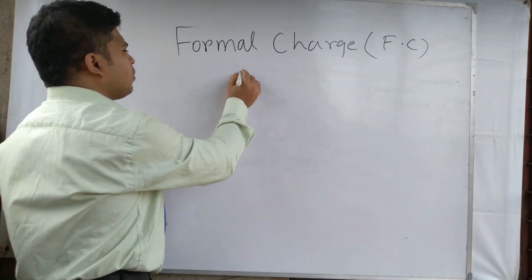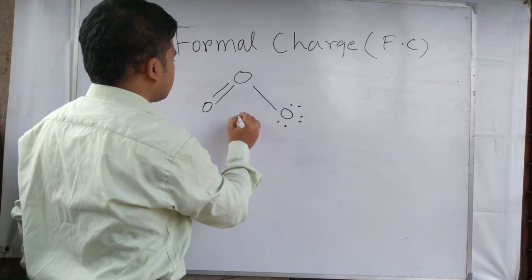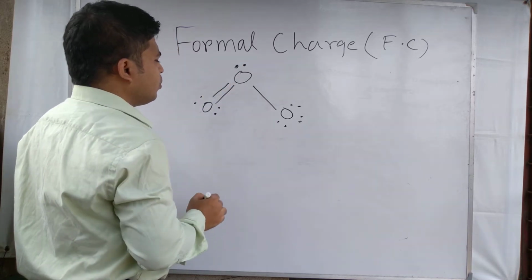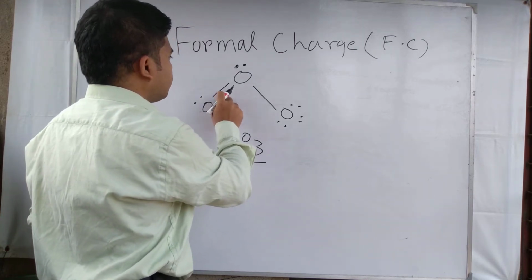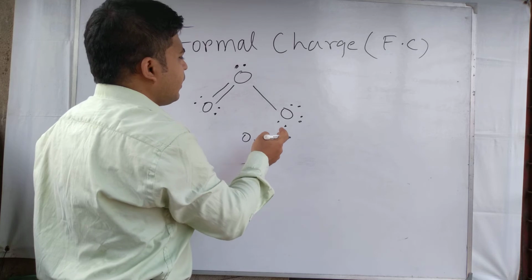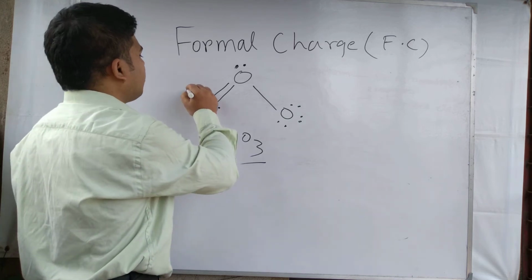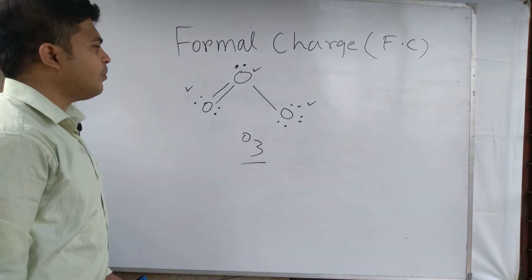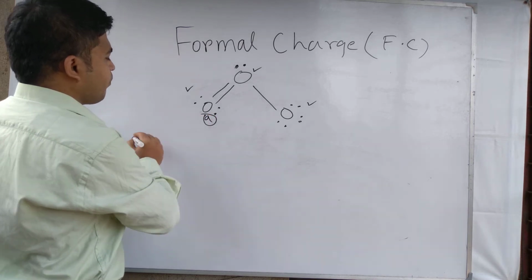Now we calculate the formal charge for the ozone molecule. This is the Lewis dot structure of O3. Here 2, 4 and 4, 8; 3 into 2 is 6, plus 2 is 8. For each oxygen atom we can calculate the formal charge, for this oxygen, this oxygen, and this oxygen atom. Suppose we are calculating the formal charge on an oxygen atom, OA.